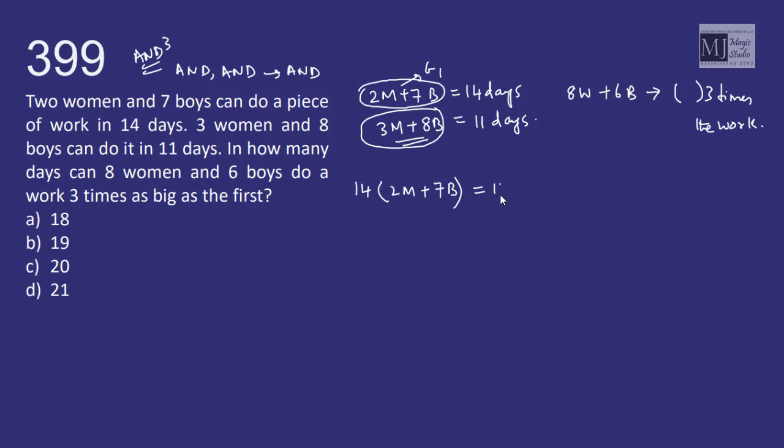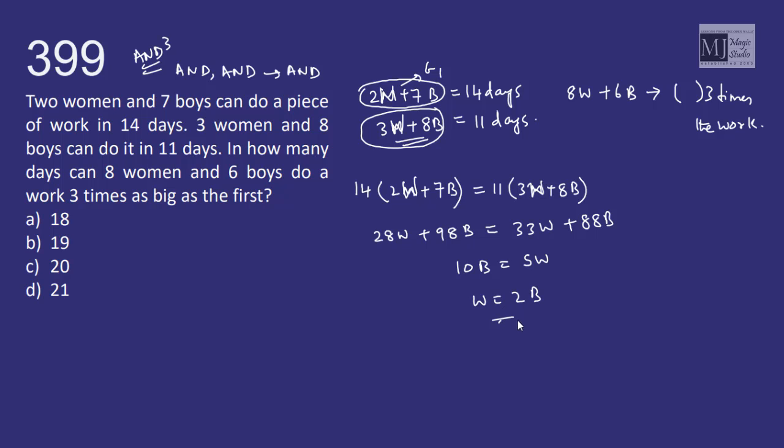Similarly, 11 of such groups of people would be required to complete the work in 1 day. Now, 1 day work of 14 times this group is equal to 1 day work of 11 times this group. Let's simplify this and quickly find the relationship or the efficiency between men and boys. Oh, sorry, they were women and boys. So we have 1 woman's work is the same as 2 boys' work.